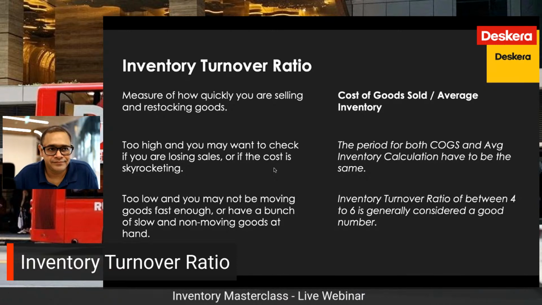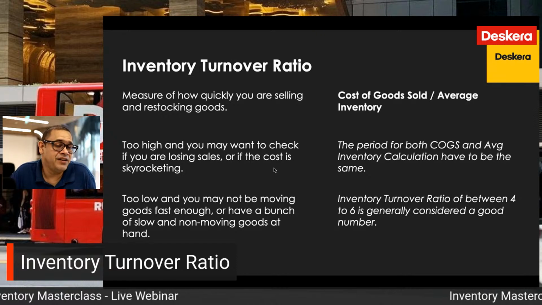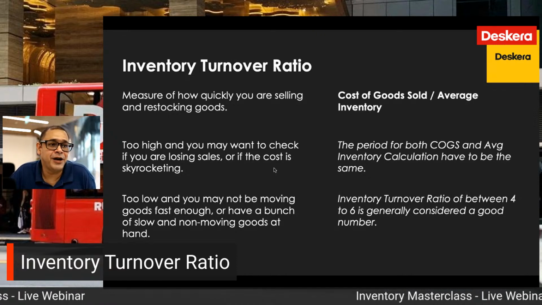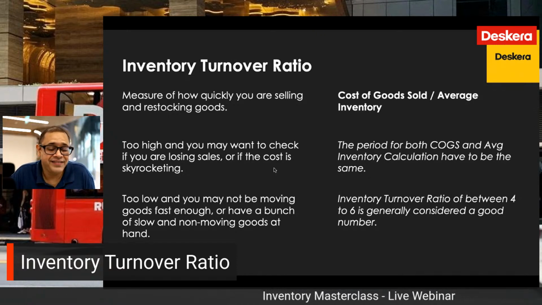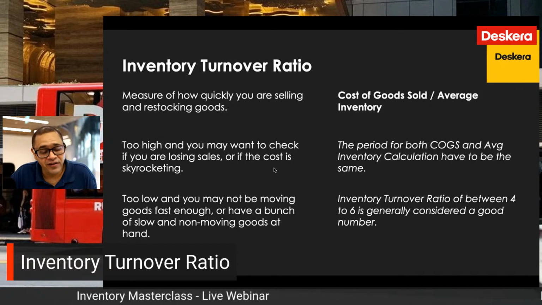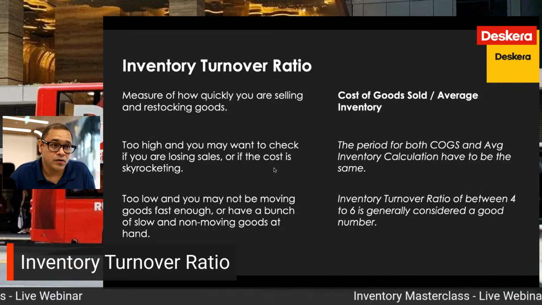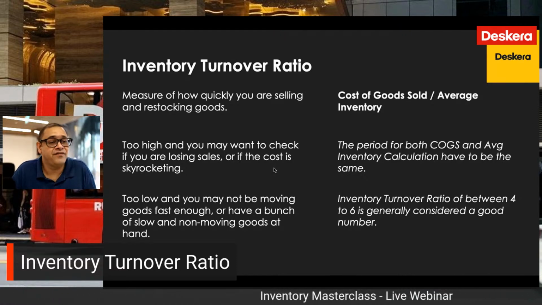4 to 6 is good. Yeah, as I said, it depends on the industry. If you are selling hotcakes or perishable items, then you want a very high ratio. Even then, if it is going very high, then it means that your cost is going super high because your inventory is going to be low because you're consuming your inventory fast.